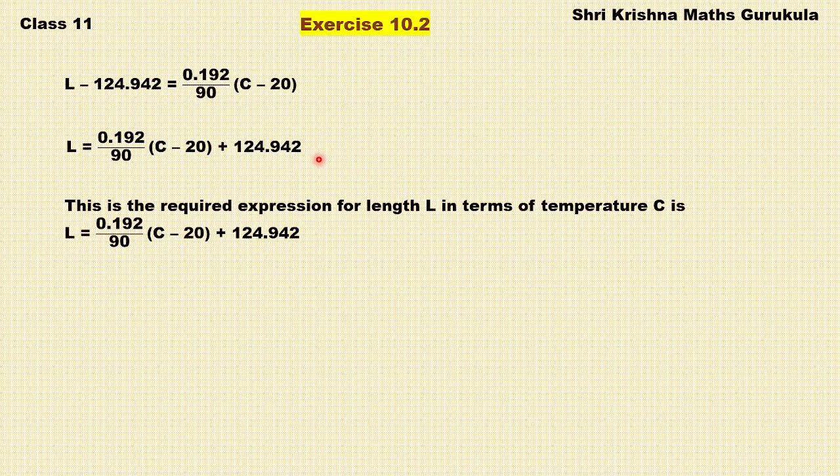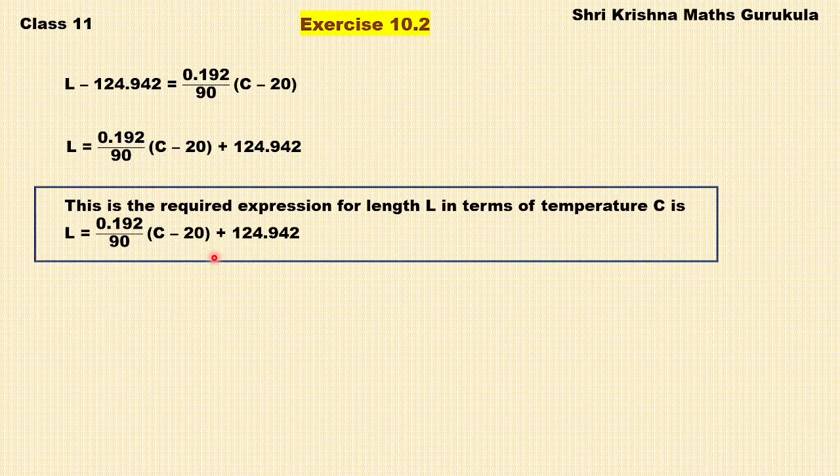In general, we express the equation of any line in the form of ax plus by plus c equal to 0. Here also we would have done the same thing, but they have asked us to express L in terms of C. So we have written the equation in this form. Here you give any temperature, we will be able to find the corresponding length of the copper rod at that particular temperature. So this is the linear equation that we had to find, and we have found it. Hope the concept is clear. If you still have any doubt, please do mention it in the comment section.